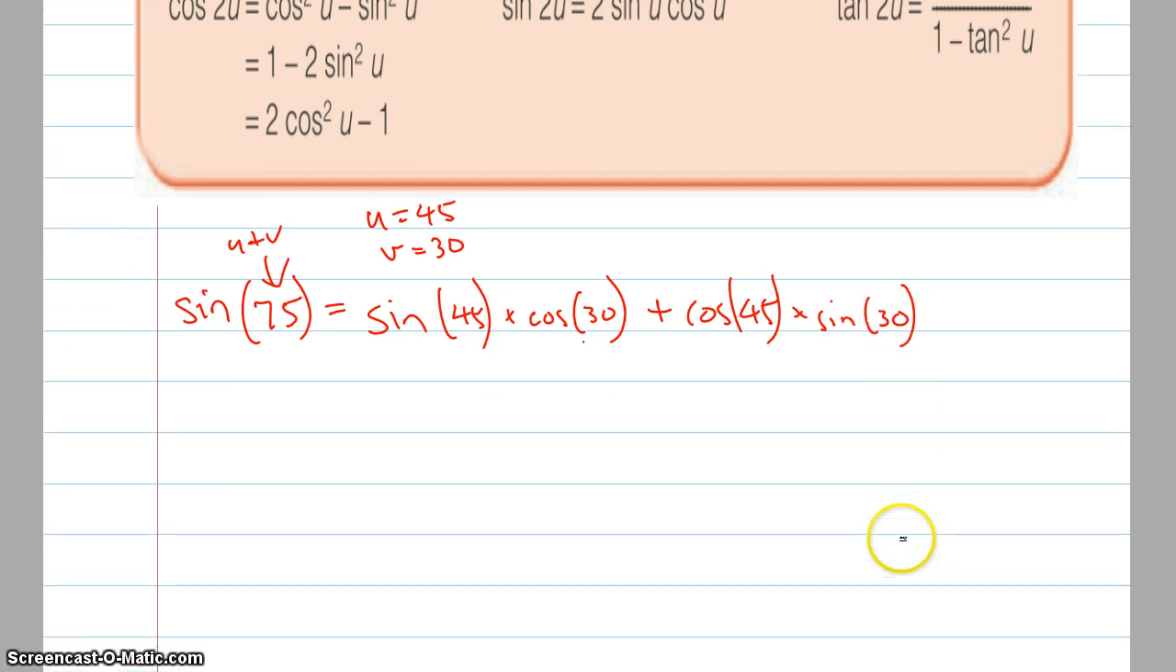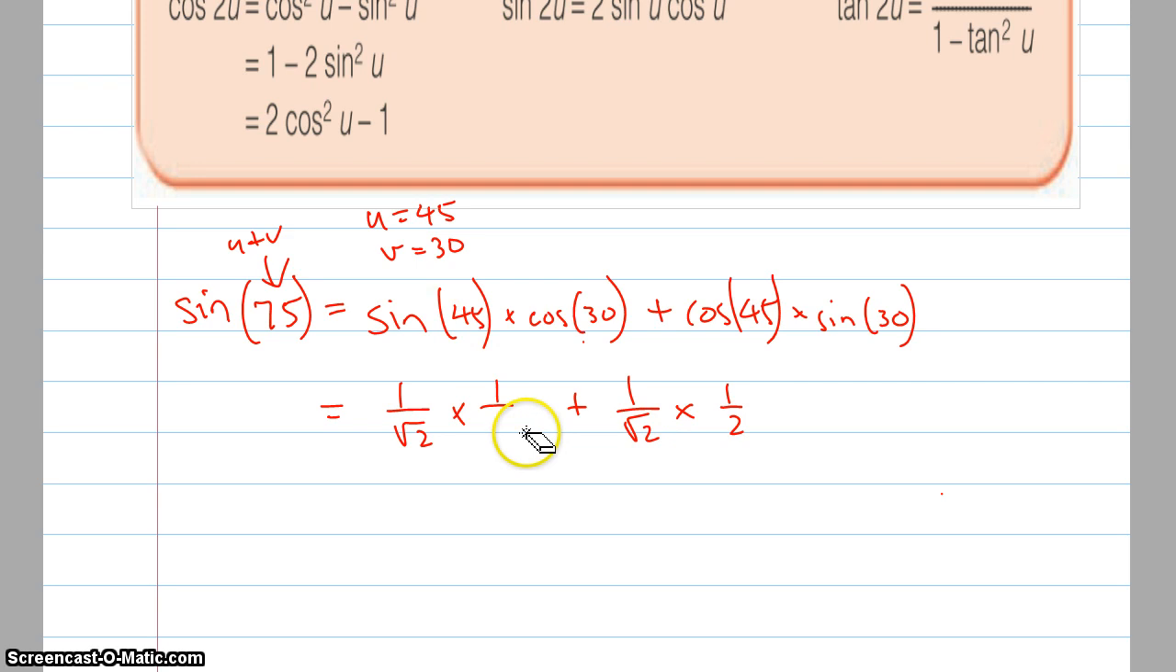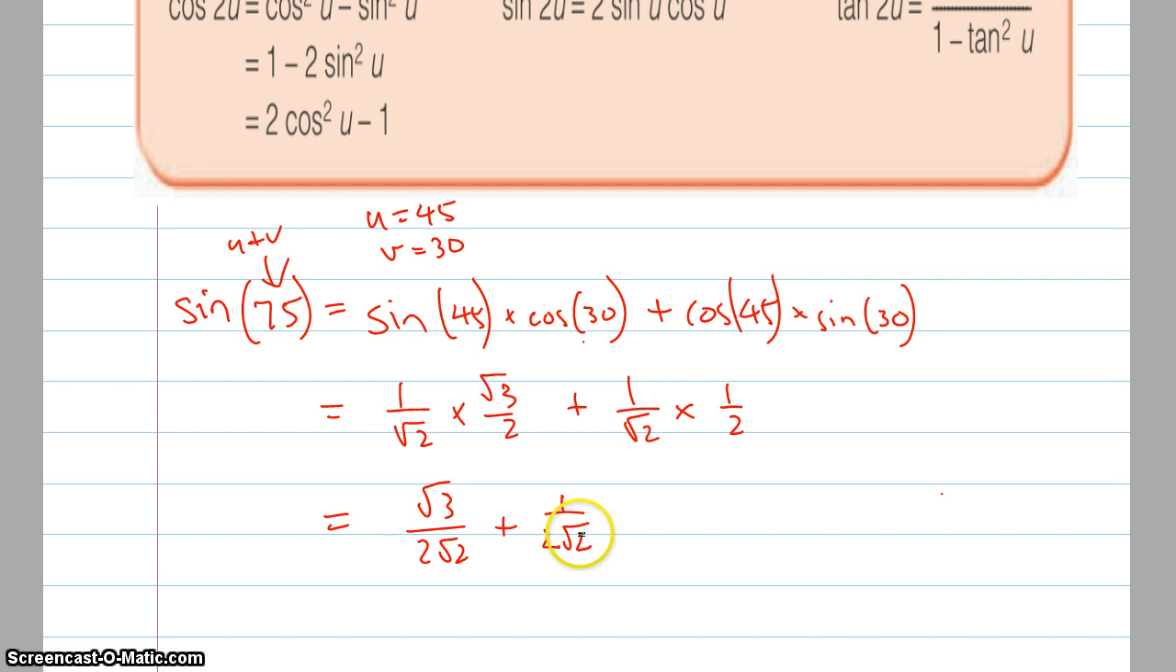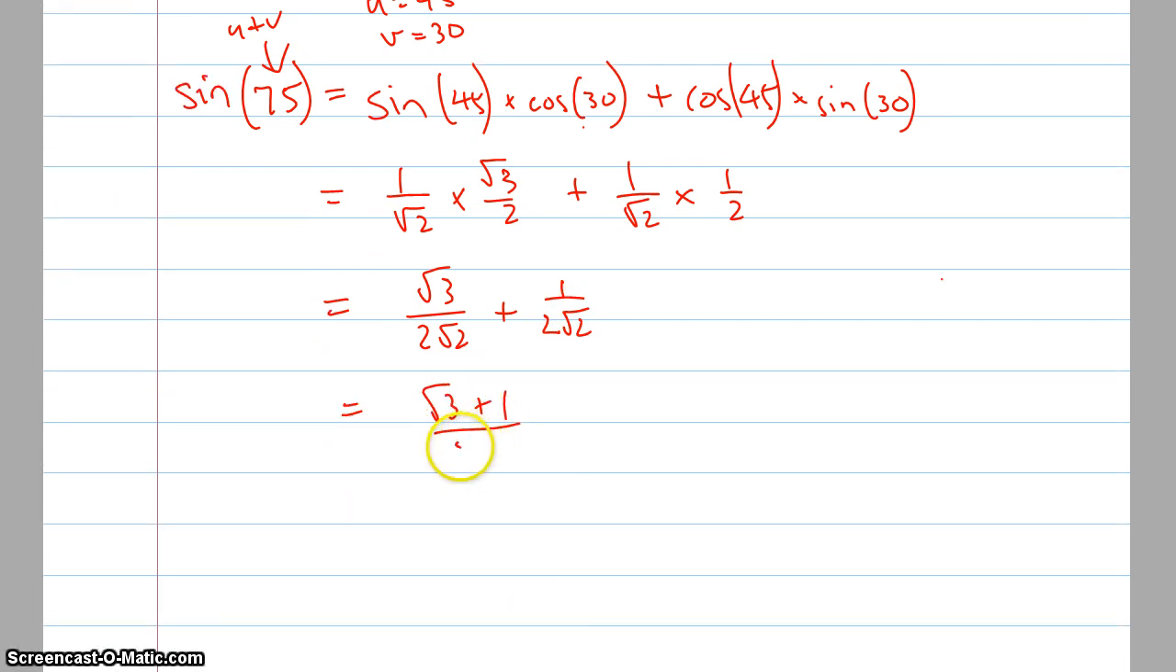Now, I do know how to do all of these values, because I know that sine of 45 is 1 over root 2, or root 2 on 2, hopefully you know that straight away. Cos of 30 is root 3 on 2, plus cos of 45, which is 1 over root 2, and then sine of 30, which is a half. So my answer ends up being root 3 on 2 root 2, plus 1 over 2 root 2, so that is root 3 plus 1 over 2 root 2.